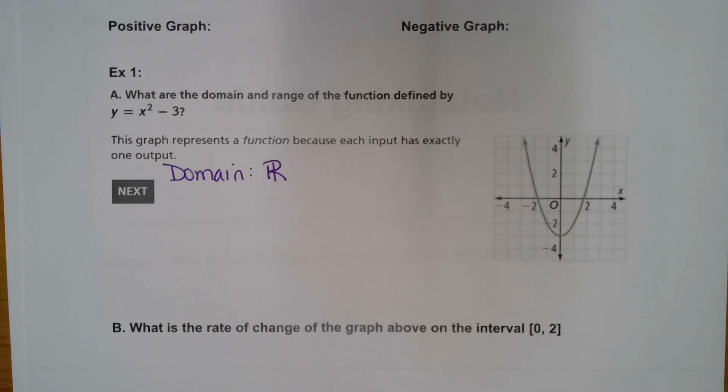So as I was saying, those arrows mean this goes forever to the left and the right. So we would say anything, all real numbers is the domain, okay?